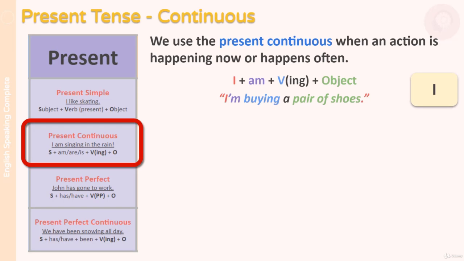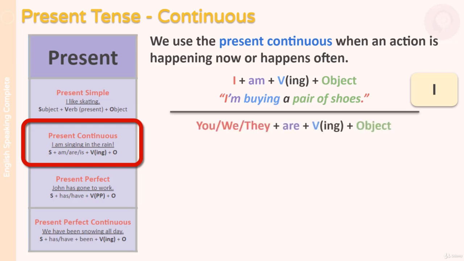This is for I. I am, contraction, we shorten this, I am, into I'm. I'm buying a pair of shoes. Contractions are super important, and generally speaking, native speakers 9 times out of 10 will contract, and it's definitely a very native sounding way of speaking. I'm buying a pair of shoes.